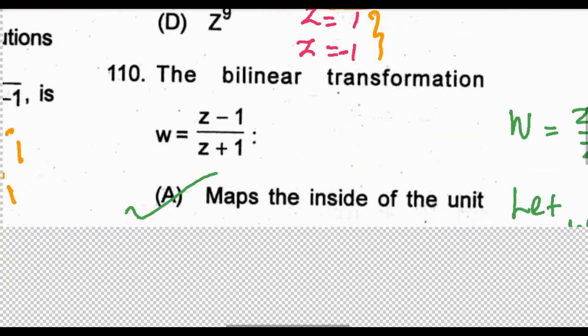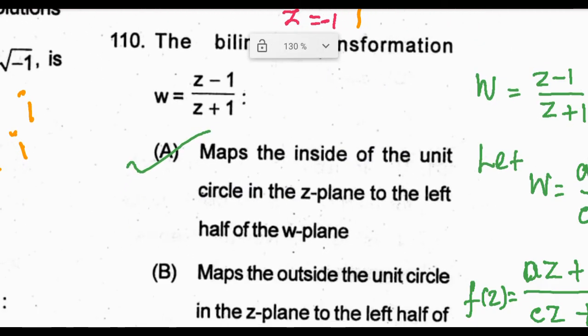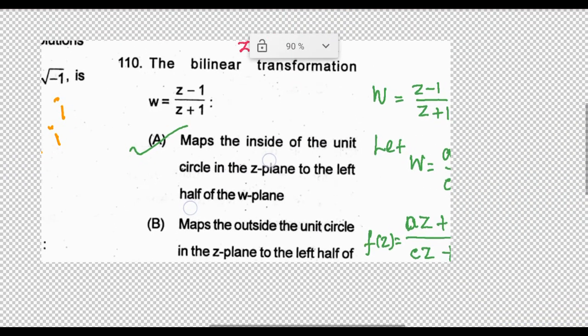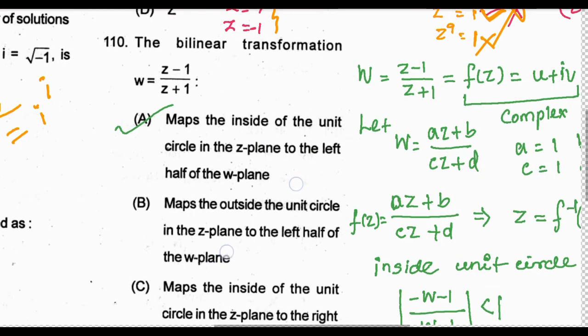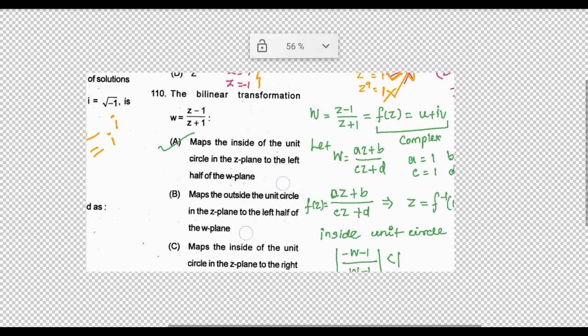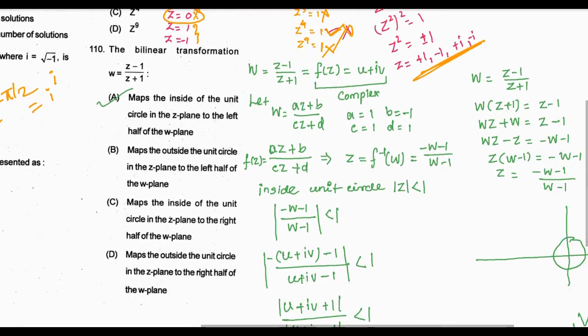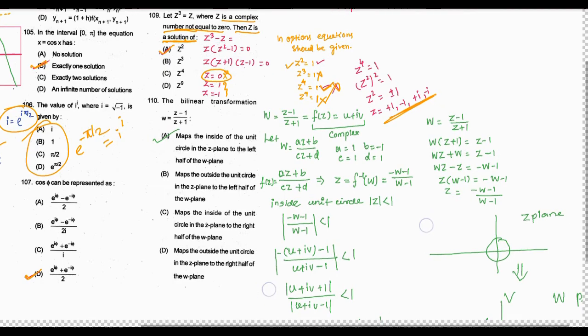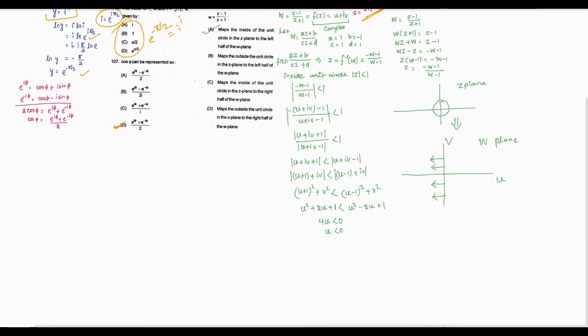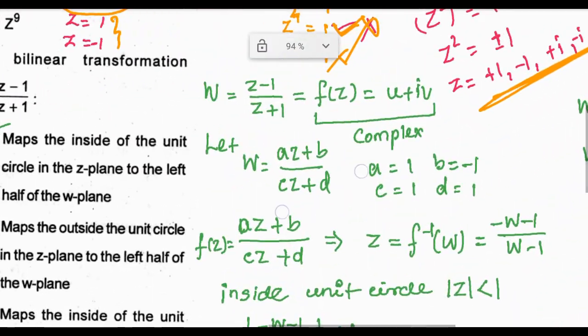Next question is the bilinear transformation W is equal to (z minus 1) by (z plus 1). Here we have to transform from the z plane to the w plane. This is a very lengthy question, so I will explain this one right now.